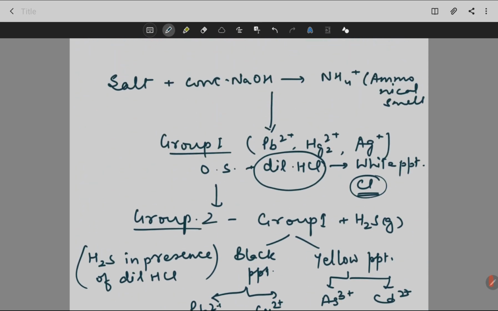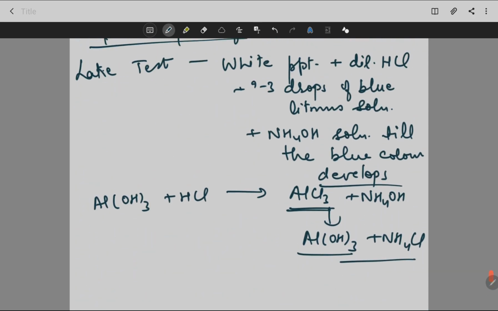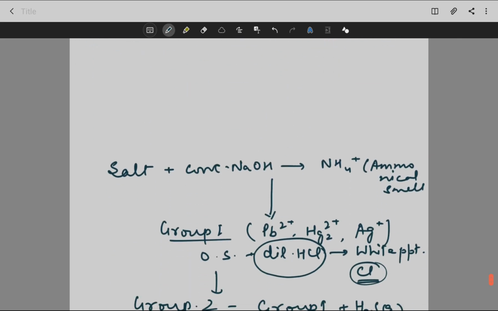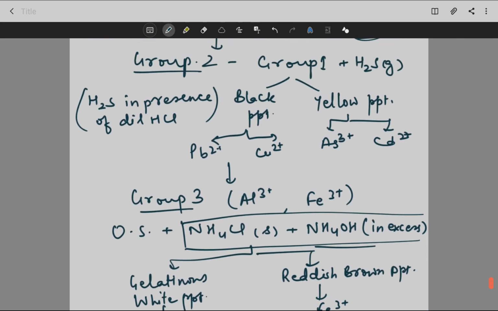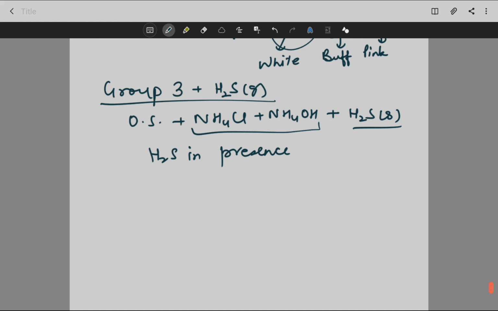Here is the difference. If we see group 2 also, the group reagent was H2S, but that was in presence of dilute HCl, that was in acidic medium. But if you pay attention here, in group 4 H2S is passed in presence of the basic medium. How is it helping here?